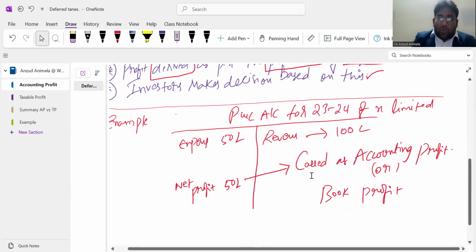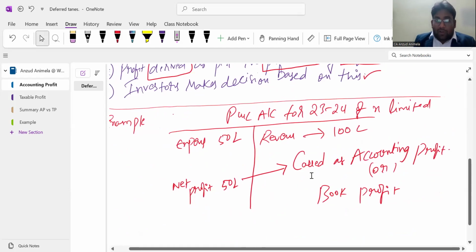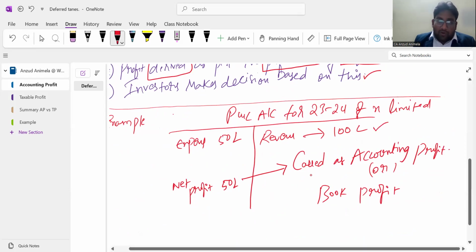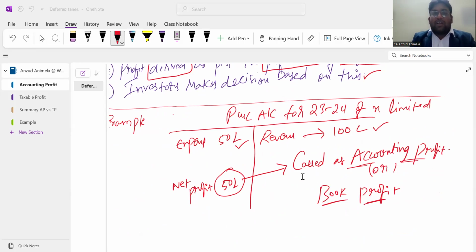If you want me to show one example: the profit and loss account of some X Limited has revenue of 100 lakhs for 23-24, expenses are 50 lakhs, and net profit is 50 lakhs. This net profit of 50 lakhs is called accounting profit or book profit. So this is all about accounting profit.